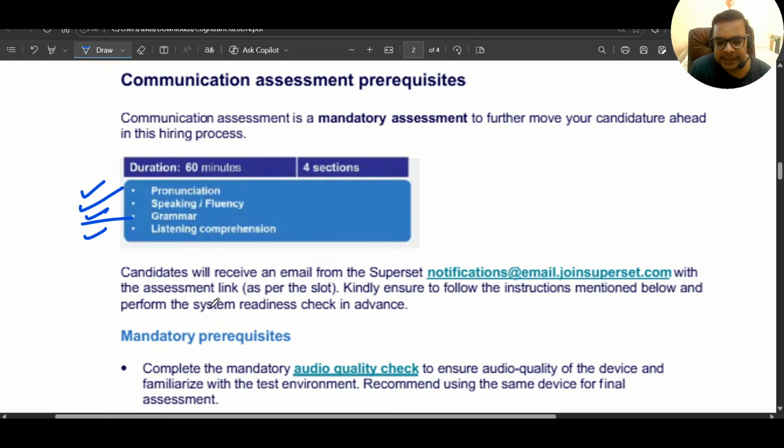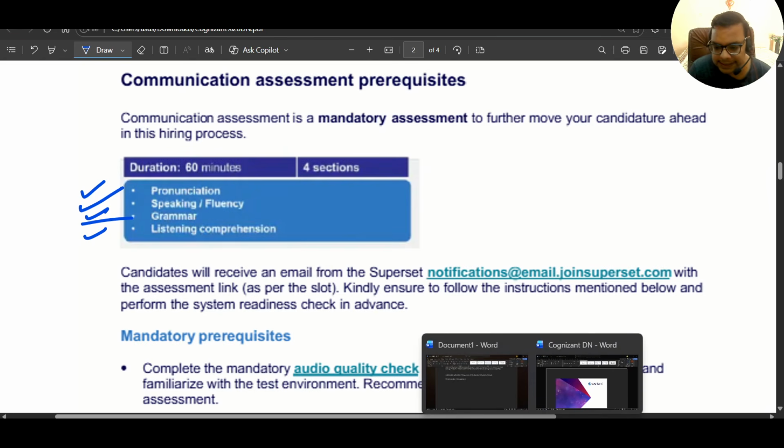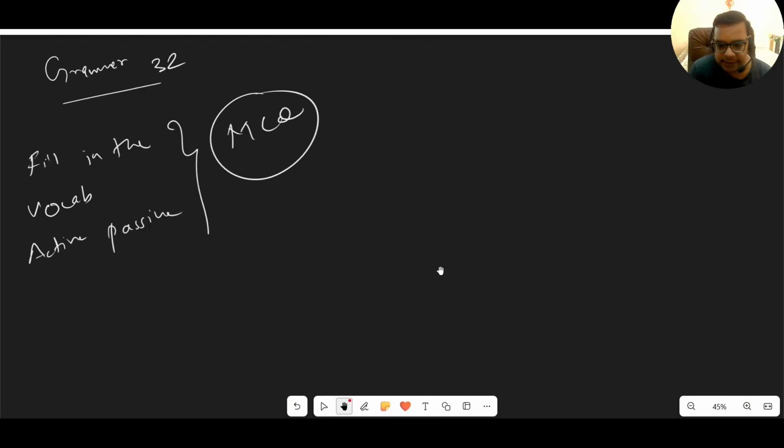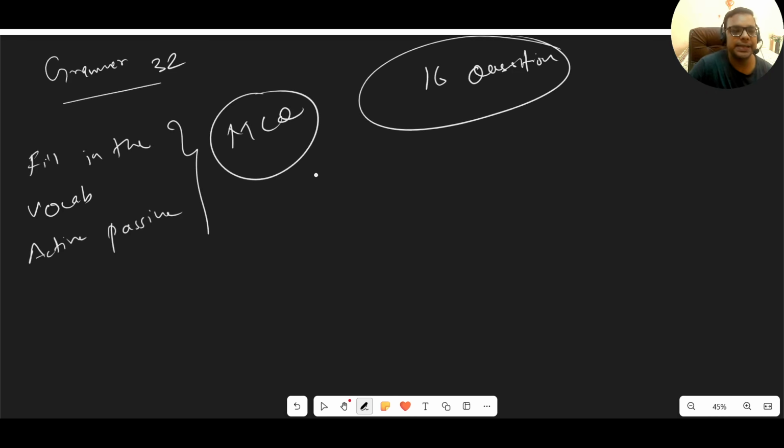Then there is listening comprehension. Now what is this listening comprehension? Please try to understand. You will be getting 16 questions in listening comprehension. Basically, listening comprehension is the same as reading a paragraph. What we did in our schools was read the paragraph, and after that we answered the questions. The only change here is that you will not be reading the paragraph, you will be listening to the paragraph.